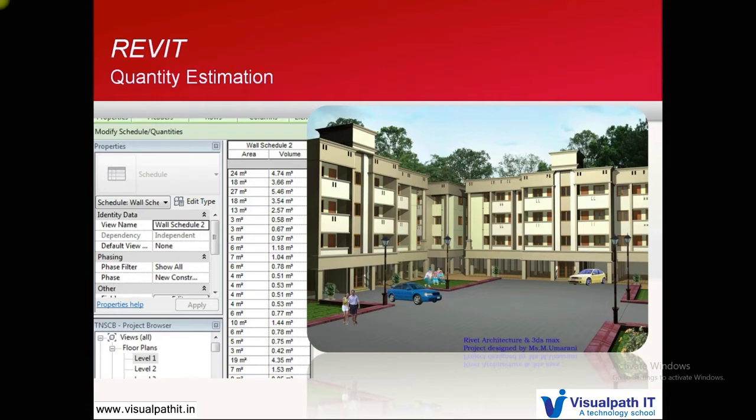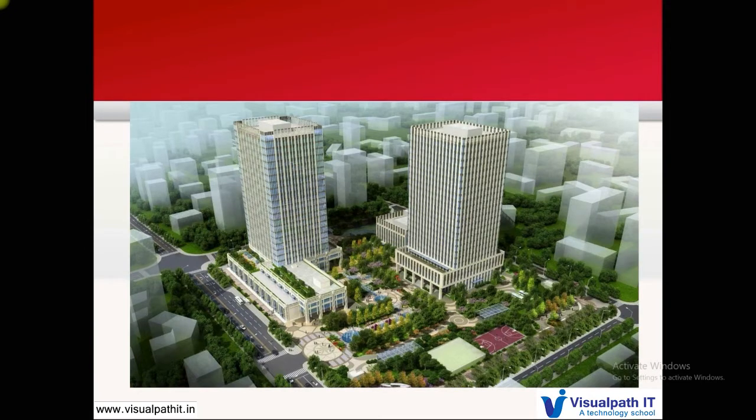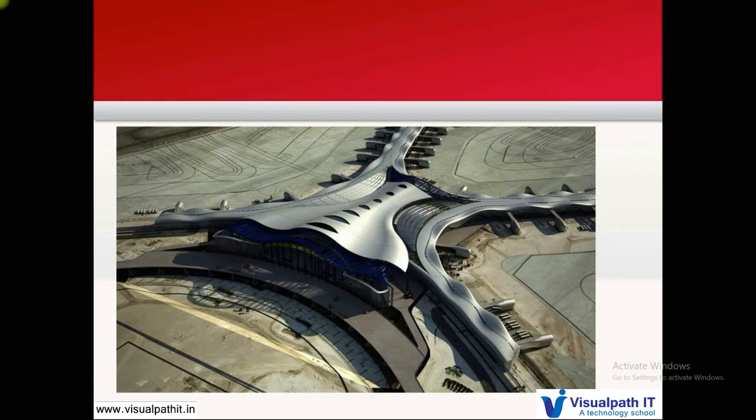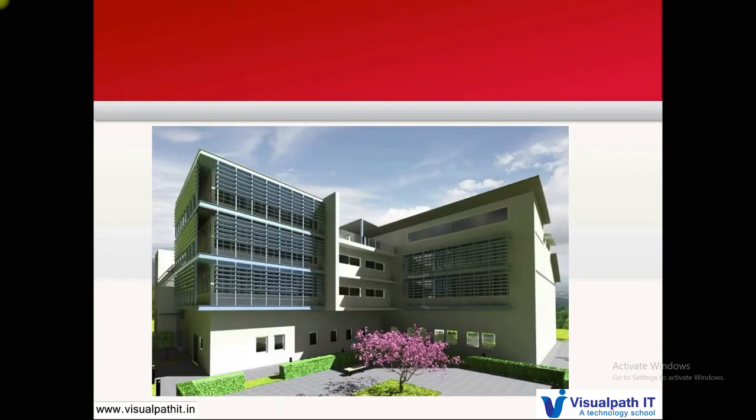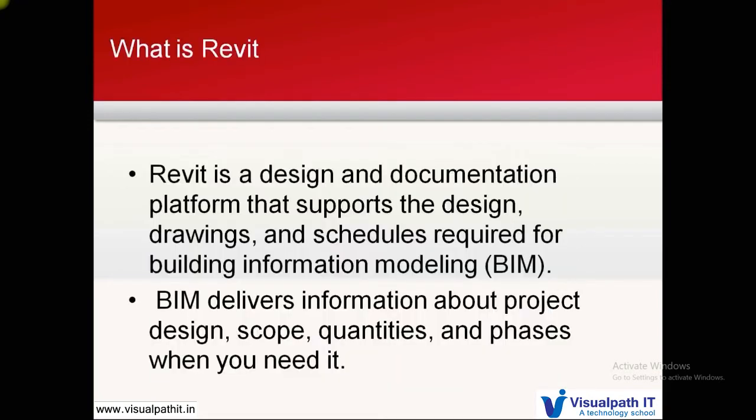So this we call scheduling here. You don't say quantity estimation, you say schedule. It's a wall schedule, door schedule, and then you say material takeoff. So this is called schedules or quantities. Now this again is one more commercial project which has been executed in Revit. A terminal airport building is what you saw. This is one more residential condo.